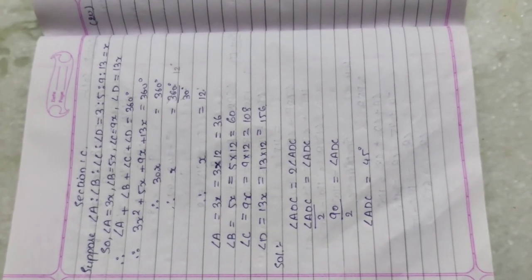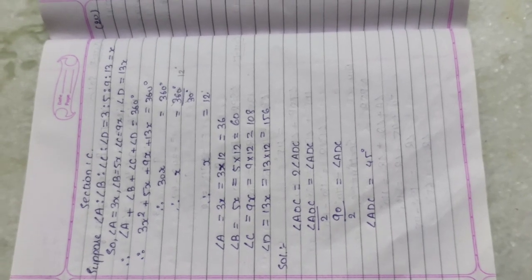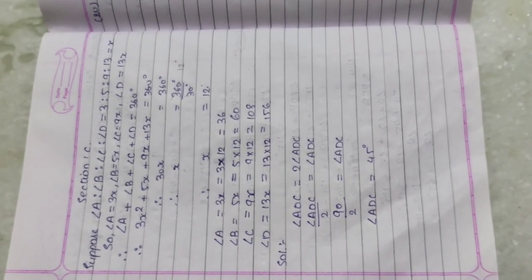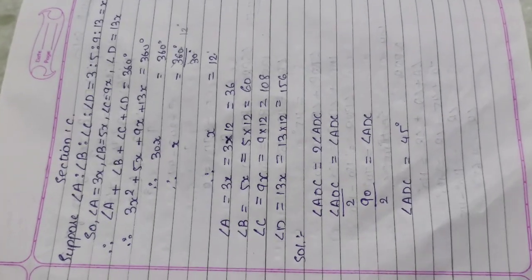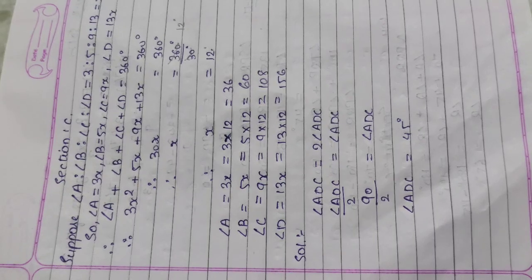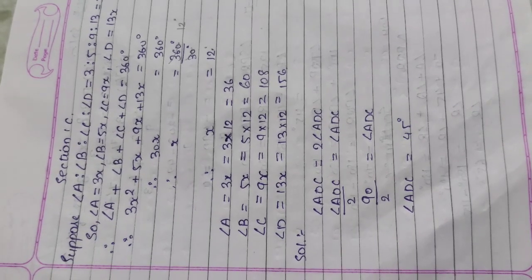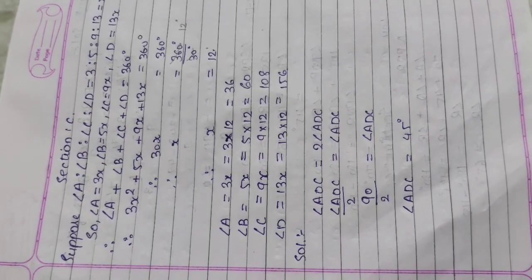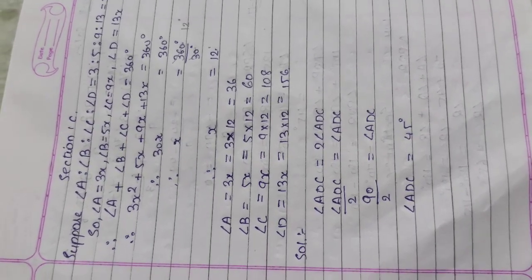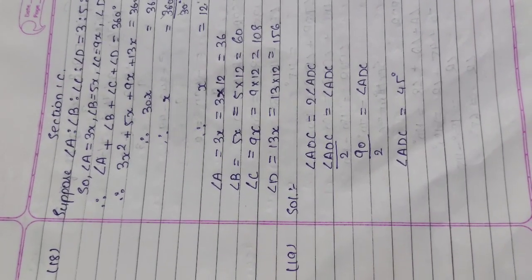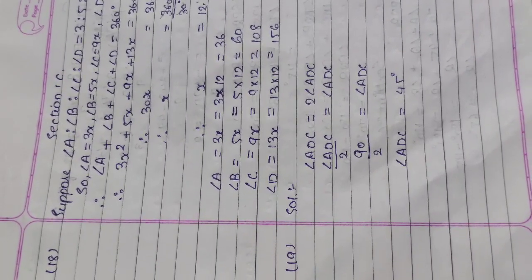A ratio B ratio C ratio D is equal to 3 ratio 5 ratio 9 ratio 13. That means you can see angle A is equal to 3x, angle B is equal to 5x, angle C is equal to 9x and angle D is equal to 13x. It is also a very easy question, and here the solution of question 19 is also given. It is also very easy.